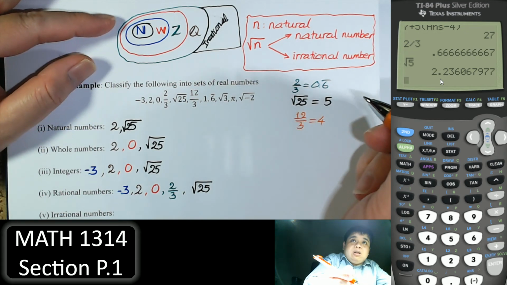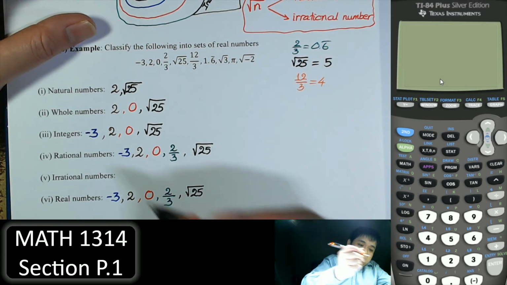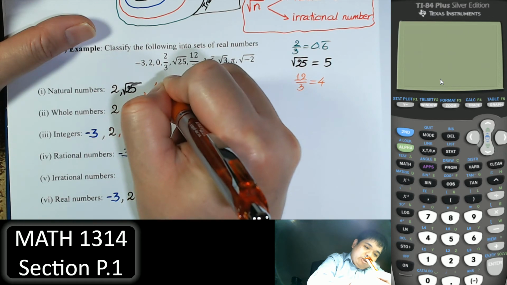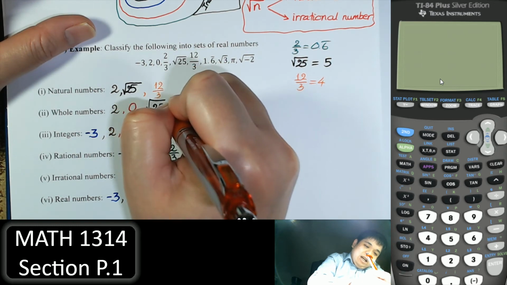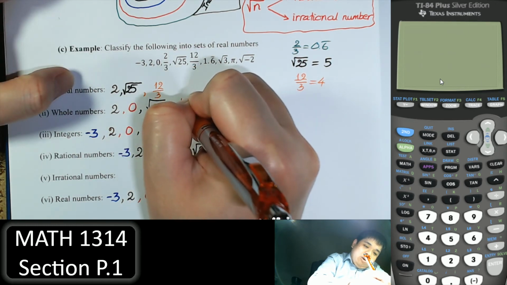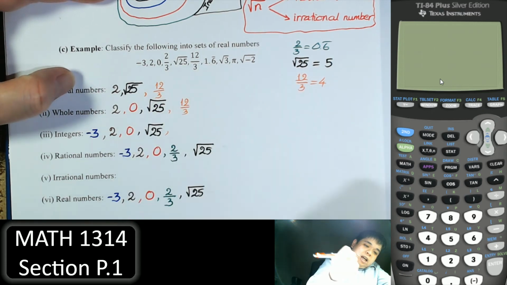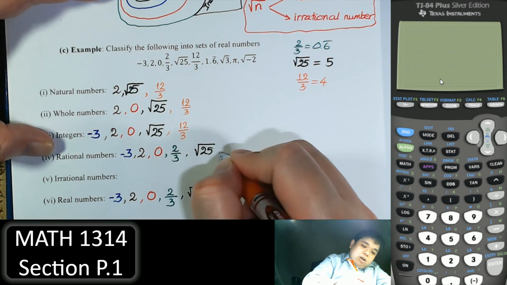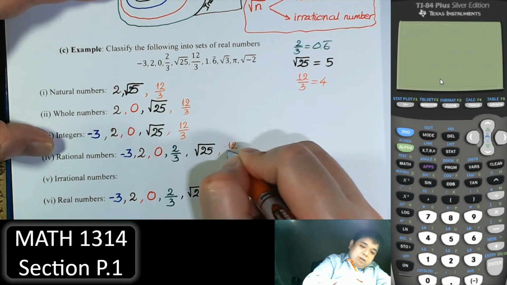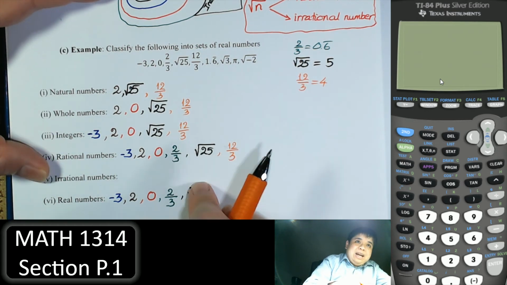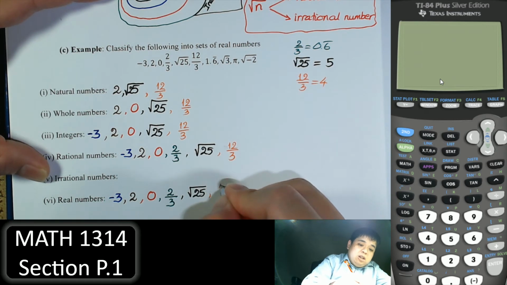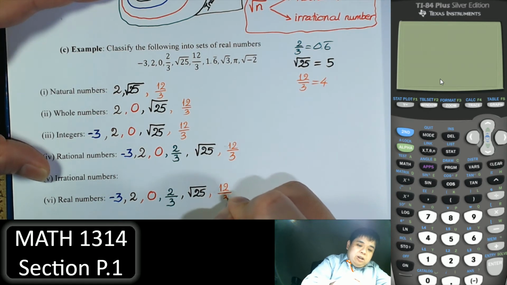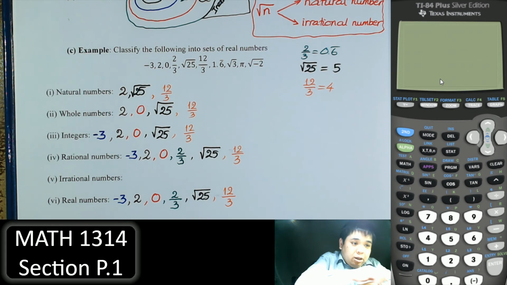And 4 is just a counting number, so a natural number. So we have 12 over 3. If it is a natural number, it will be a whole number. If it is a whole number, it will be an integer. If it is an integer, it will be rational. If it is rational, it cannot be irrational, but still real.